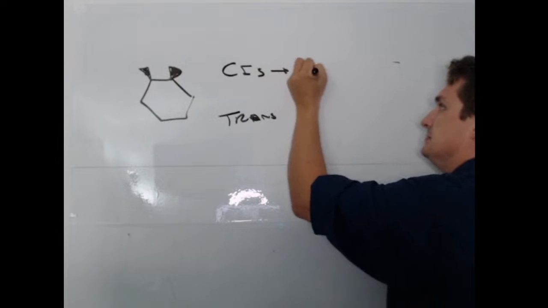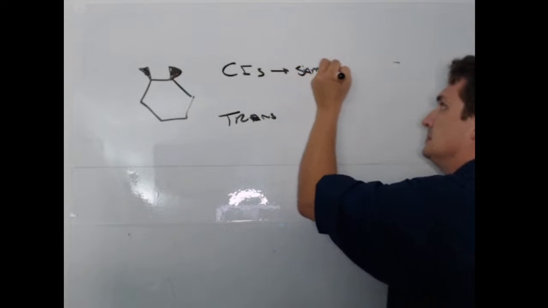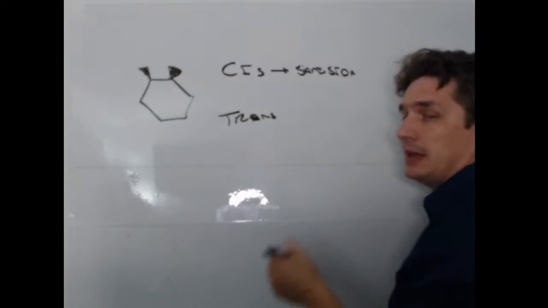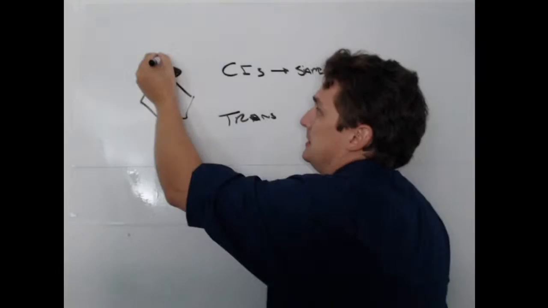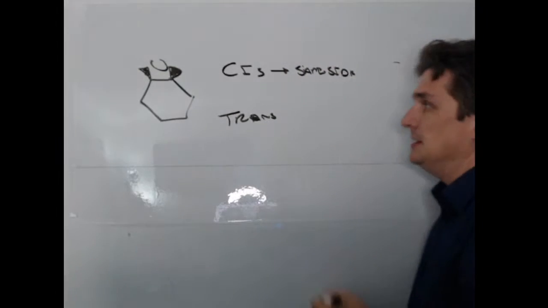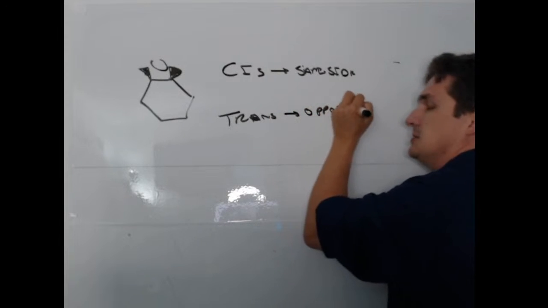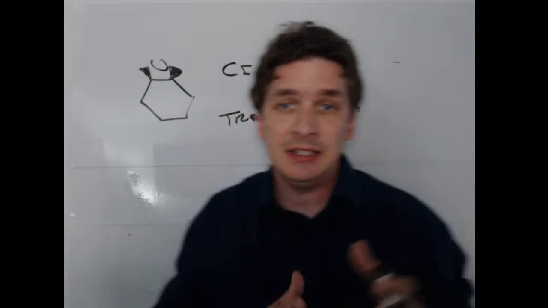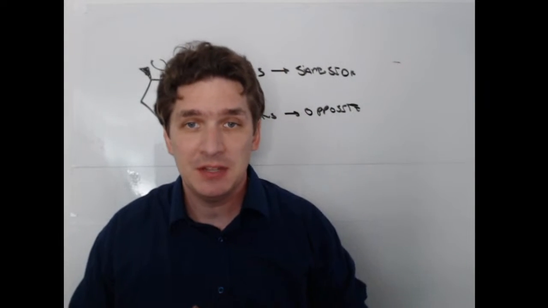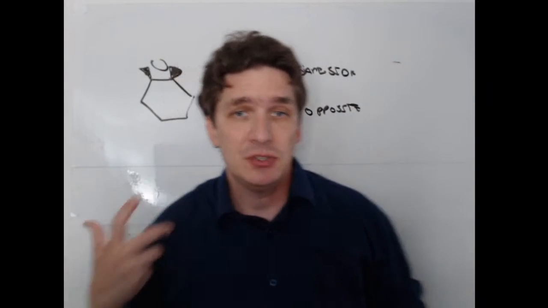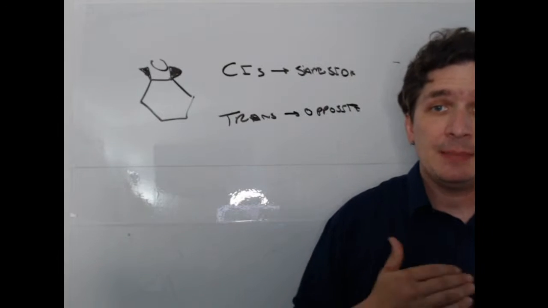Cis is same side. And the way I was taught it, the way it helps me to remember, this is a C shape. Trans are opposite. So something like transatlantic is across the Atlantic Ocean, trans-Pacific is across the Pacific. A trans group is opposite each other.